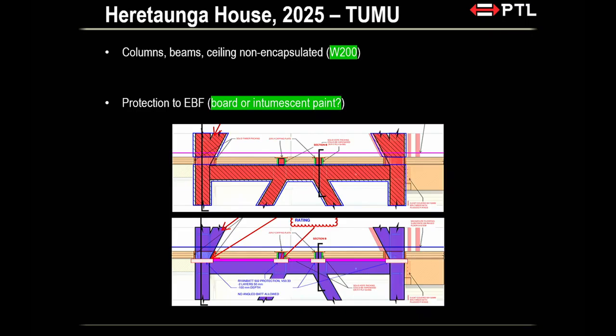The column beams and ceiling in this particular project, non-encapsulated, is all fit within that W200 requirement, so that's pretty easy. But we do have steel EBF, so lateral restraining system going up the building. So again, what you see here is a steel column going straight through the CLT floor, a beam, and then angle braces, right? So we interrogate two options for the design team, for the QS to quote out and decide which one is better.